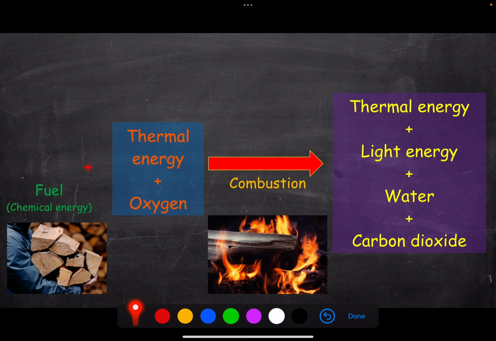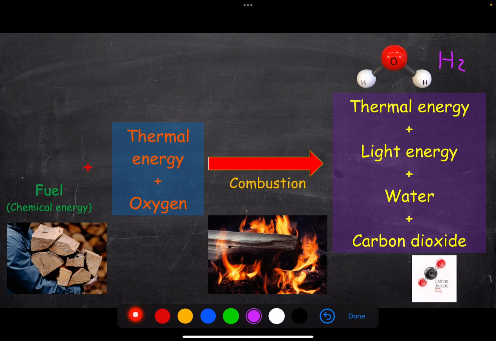And then you have thermal energy. From that chemical reaction, from combustion, you have thermal energy, you have light energy, you have water, and you have carbon dioxide being released. So there's our water molecule, our H2O, and we have our carbon dioxide, which is CO2, along with energies like your thermal energy and your light energy. And that is combustion.